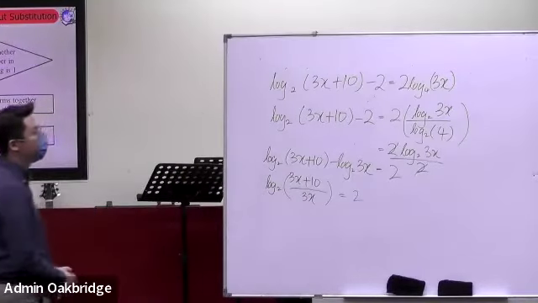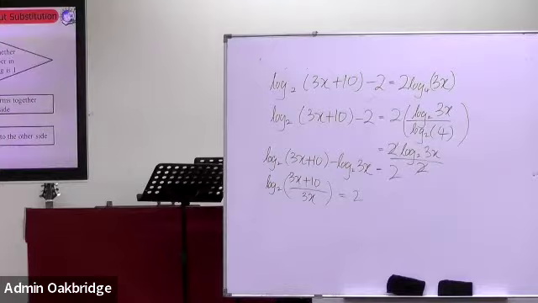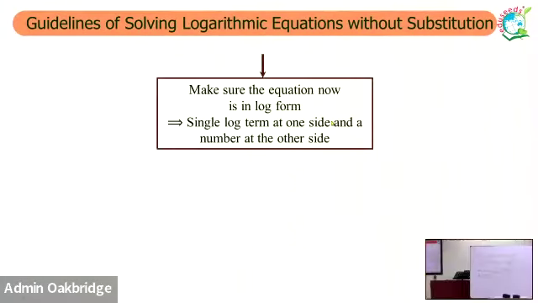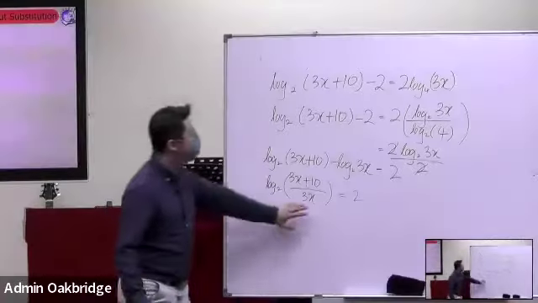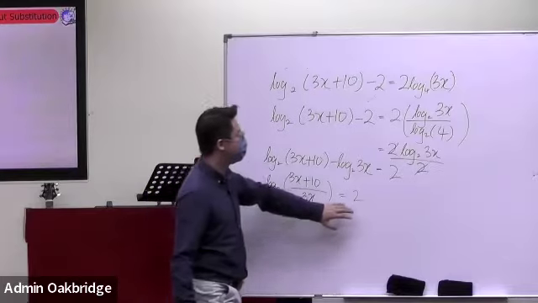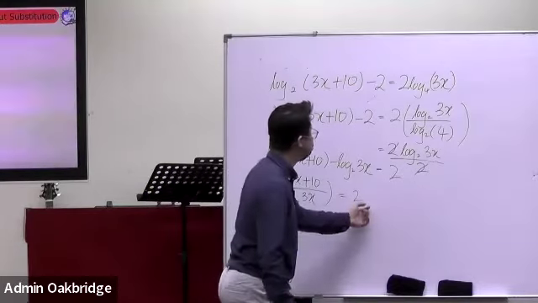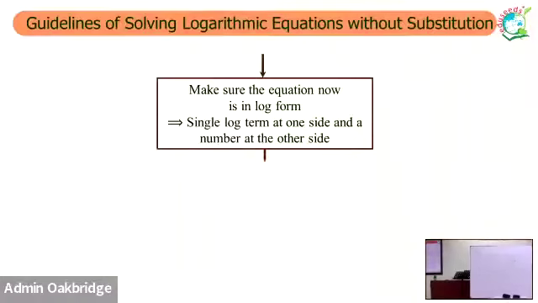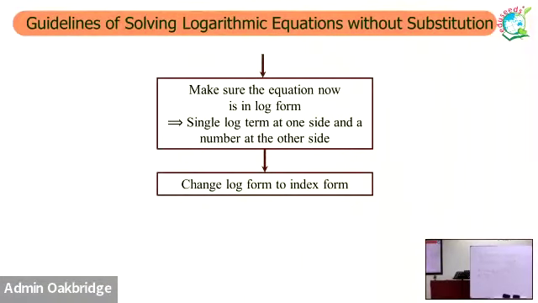Then from here, what should we do next? At this step, you should reach the log form. You should get this one already, log form. Log form means you have a single log, only one log at one side, and the other side has a constant or number. So you want to convert this. The next step here is what? Change the log form to index form.